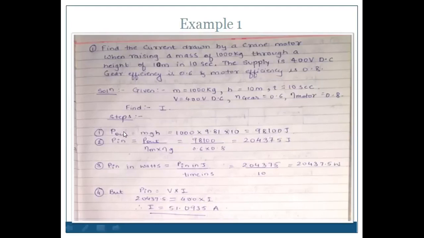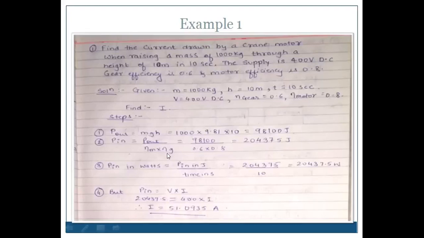Once I calculate P out, I will calculate P in from efficiency. So I know efficiency is output upon input, so input will be P out upon efficiency. So we put here the value of P out that we have calculated, and the efficiency of motor and gear they have given separately. So in this case, total efficiency of the system will be the multiplication of the two.